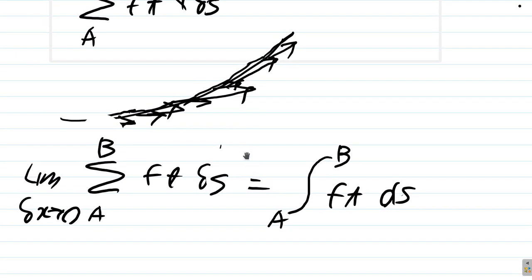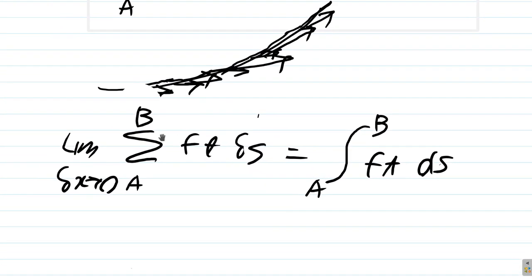But if you make the chord smaller and smaller, you have more and more of them to add up. And as the length of the chord approaches 0, the number of chords that you have to add up approaches infinity. So what you have is the integral from A to B of the tangent force times ds, the length of the chord. Alright? So that's what you have there.